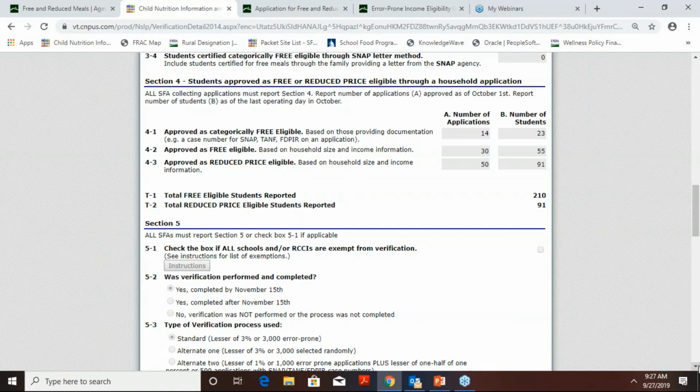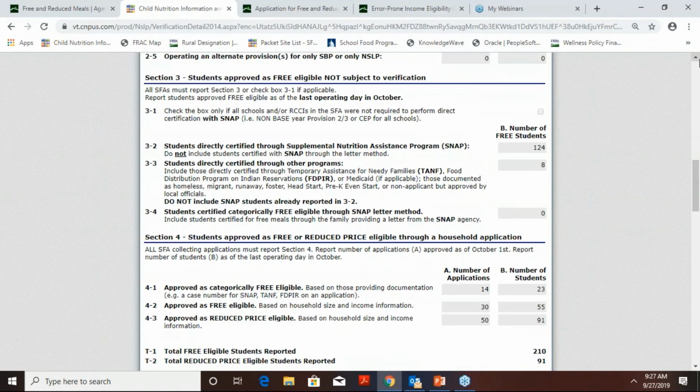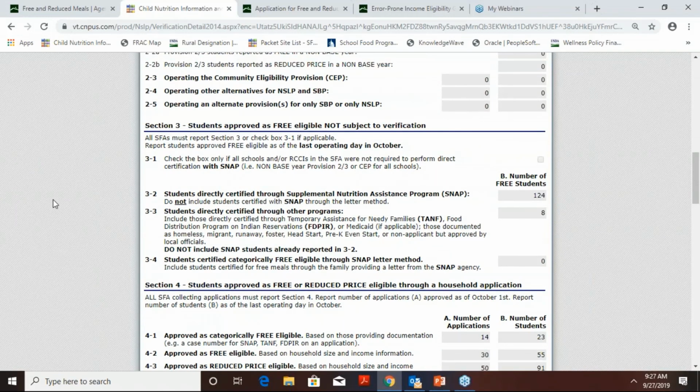Yeah, we have a question. What is the date we use to determine how many directly cert as of October 1st? Okay, we got a question, and I guess I don't fully understand it. It's what date do we use to determine the number directly certified as of October 1st?